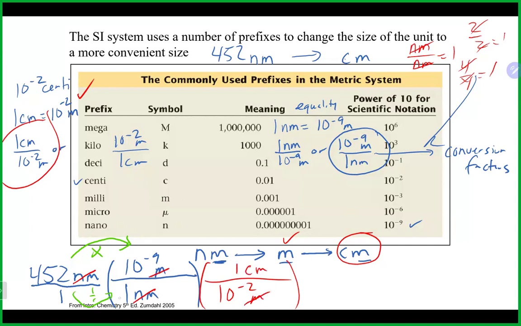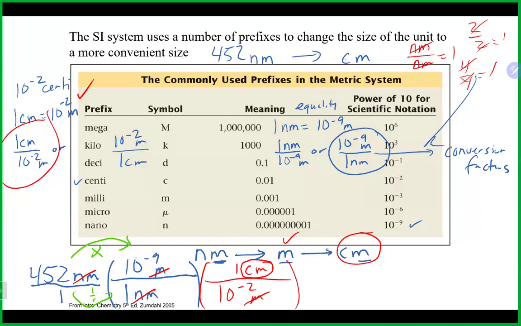Meters on top and bottom again will divide out. That's going to leave me only one unit left here, and that's on top, and that is centimeters. And that's typically what you want when you do this type of calculation: if you're just looking for an answer that has one unit, that one unit needs to be on top by itself, right? So that you get the right one.